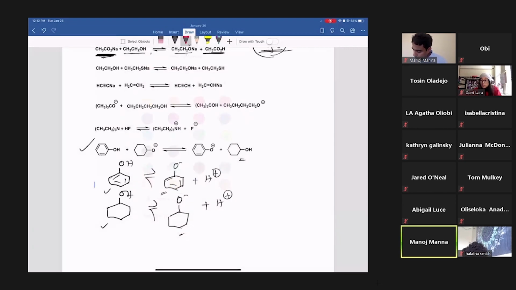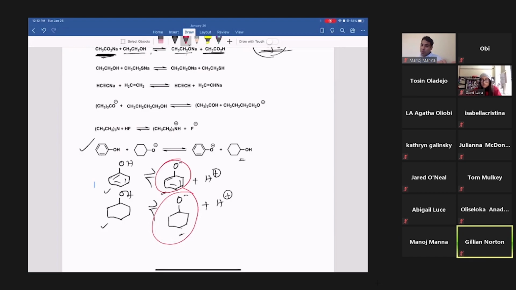Anybody? Which one is the more stable conjugate base? The one on top or the one on the bottom? The one on top. Very good. Yes, absolutely. Very good.